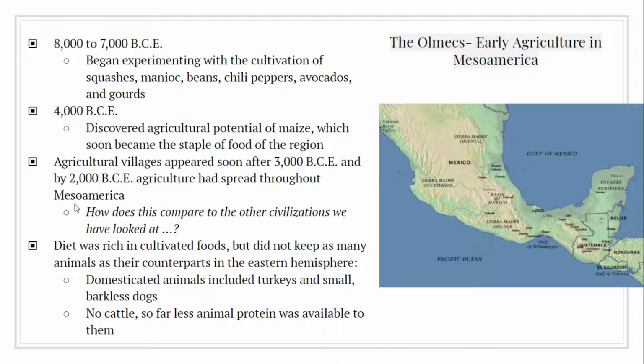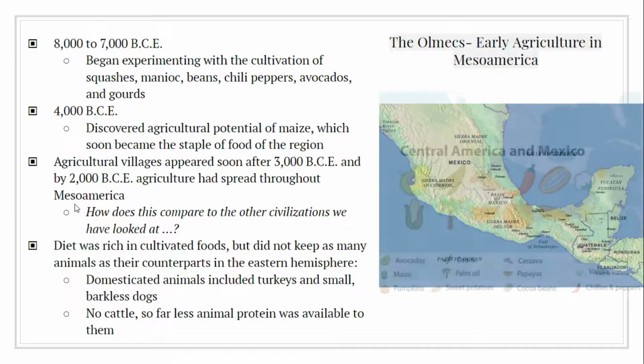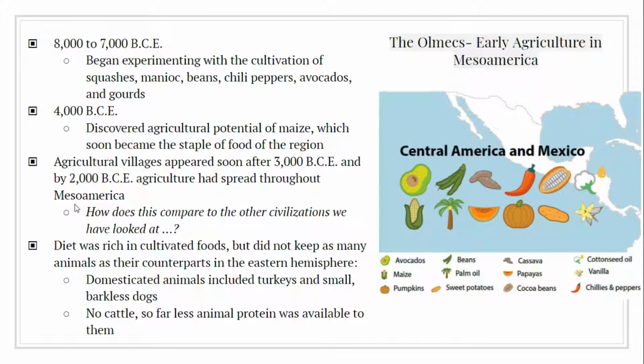By 8,000 to 7,000 BCE, the Olmecs began to experiment with cultivation of squash, manioc, beans, chili peppers, avocados, and gourds. By 4000 BCE, there was a discovery of maize, which became the most important food in this region. Maize is the equivalent of corn. Agricultural villages appeared soon after 3000 BCE, and by 2000 BCE, agriculture had spread throughout Mesoamerica.